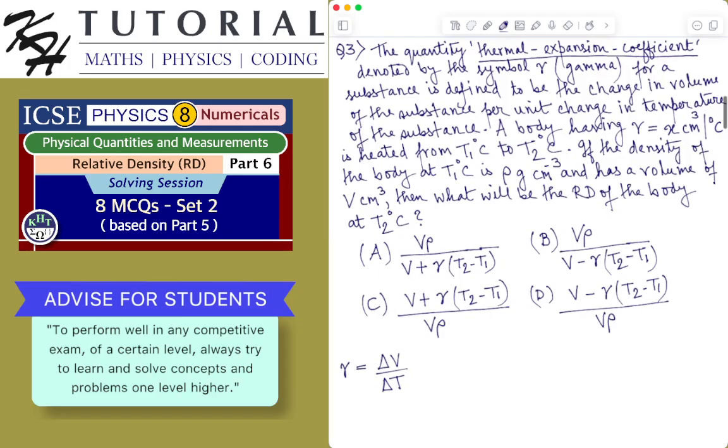So it is given that a body having gamma equal to, so definitely the unit of gamma will be the unit of volume divided by the unit of temperature. So you can say it will be in the CGS system, centimeter cube per degree Celsius.